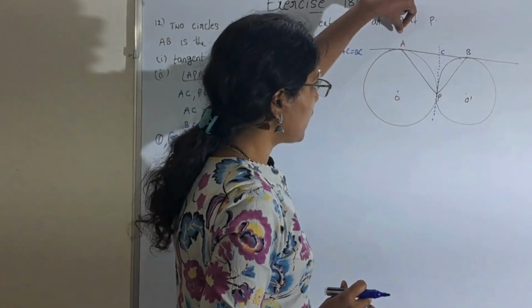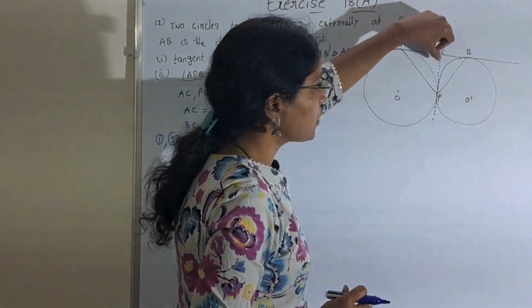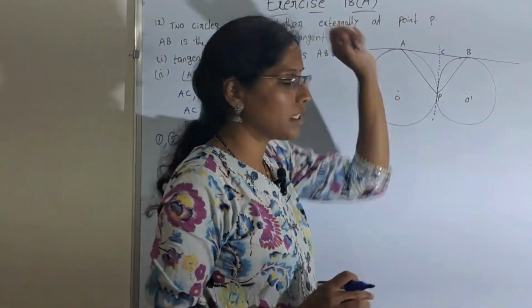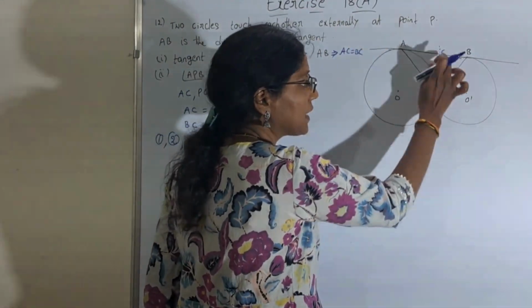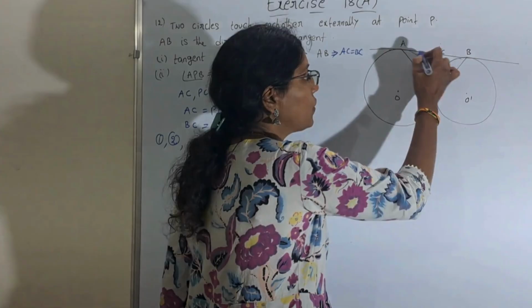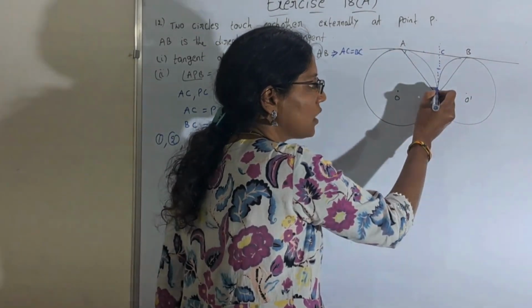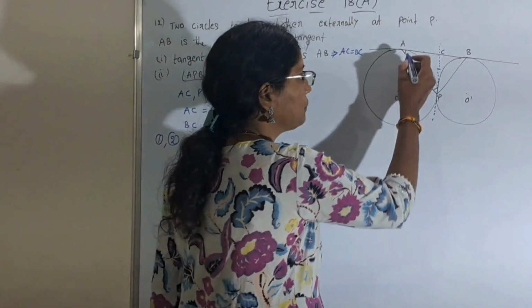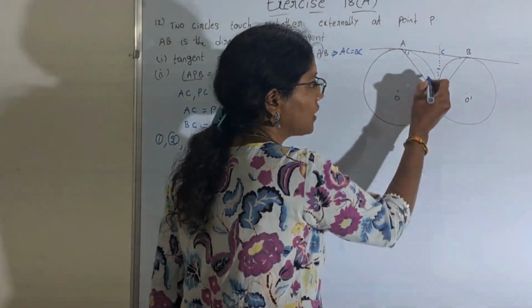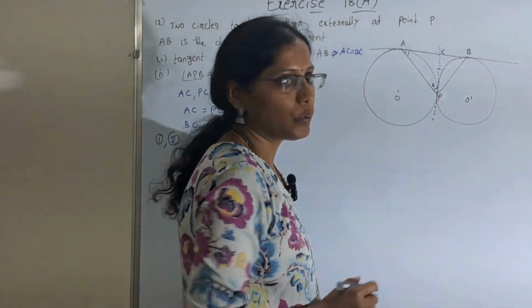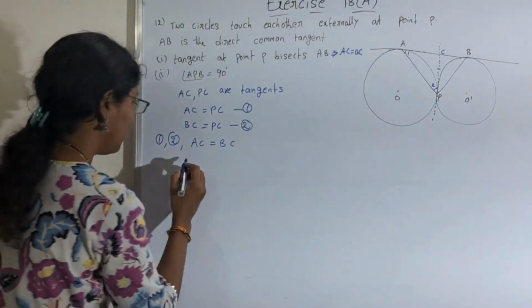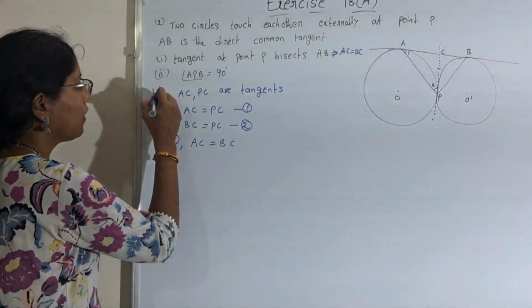Next, second condition, angle APB equal to 90 degrees, we have to prove. First, we have to take here AC tangent and PC is the tangent. This is one triangle, triangle ACP. Here two sides are equal. So what we can say? Isosceles triangle. These two angles are equal. This is angle 1. This is angle 2. These two angles are equal. Here second problem.